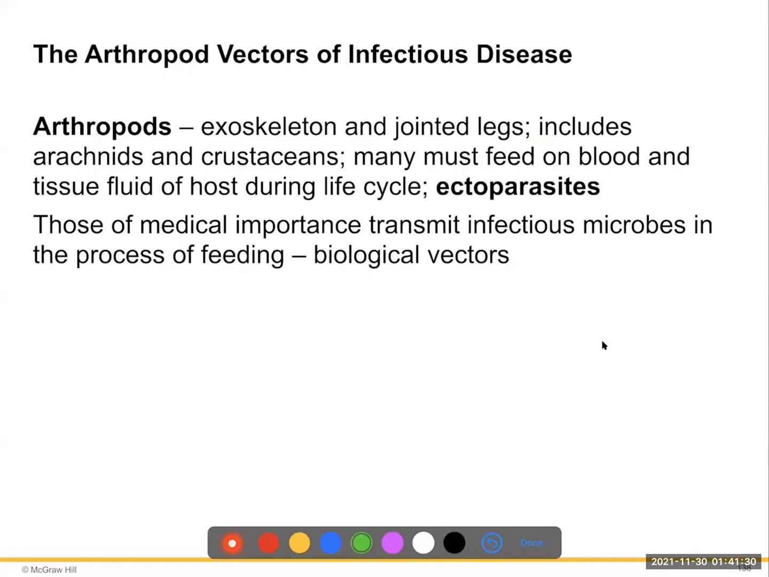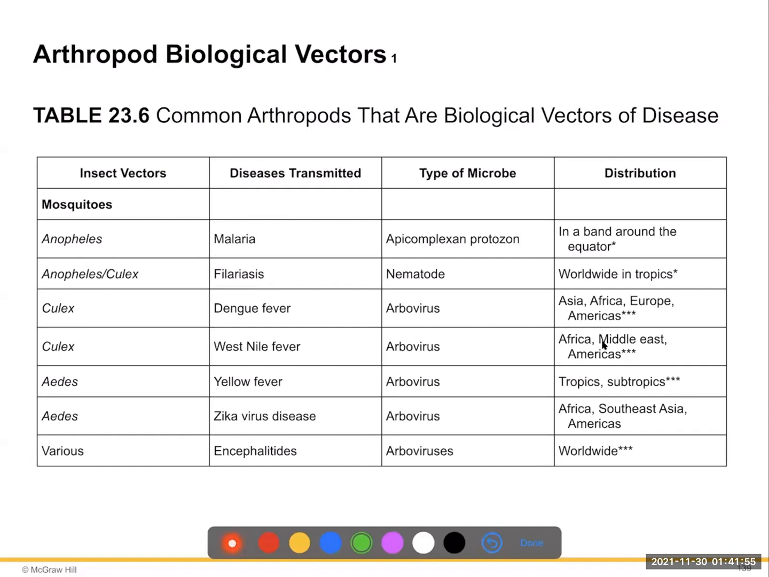Arthropod vectors and infectious diseases. These are the arthropods that bite or carry the infection from person to person. Arthropods have an exoskeleton and jointed legs, and include arachnids and crustaceans. Many must feed on blood and tissue fluids during their life cycle.